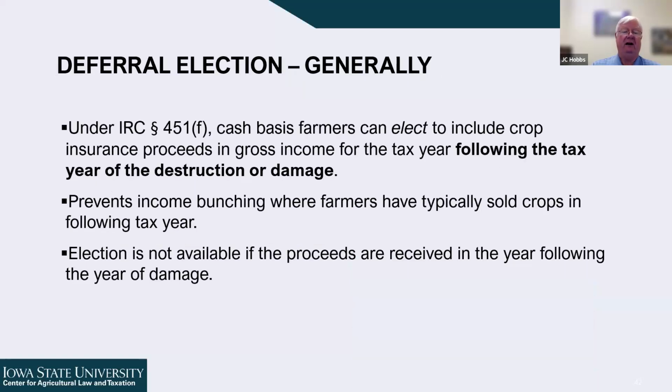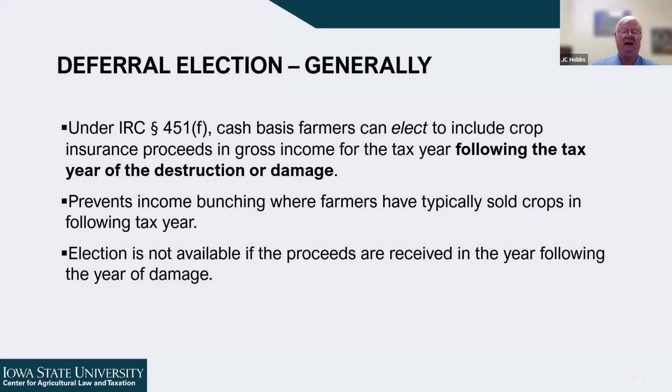Explain how that works. So here's the code section that talks about it. Cash payments farmers elect to include crop insurance proceeds in gross income, not in the year that we receive that crop insurance payment, but in the following tax year of that destruction or damage. So 2024 is the year we can possibly move part of that insurance proceeds into 2025.